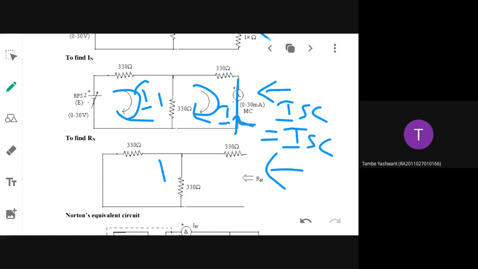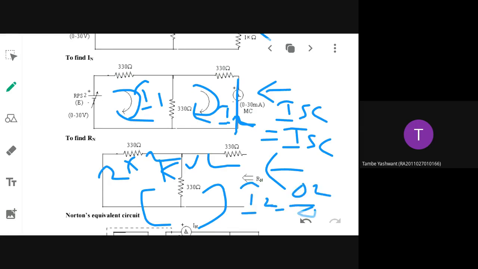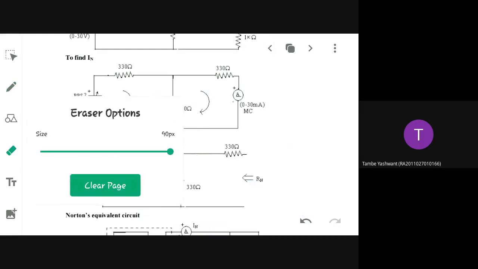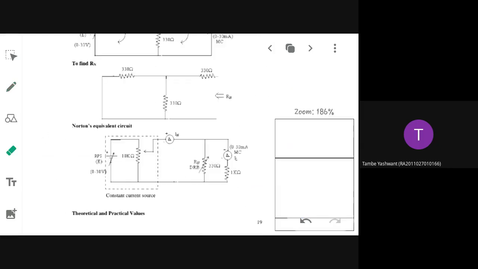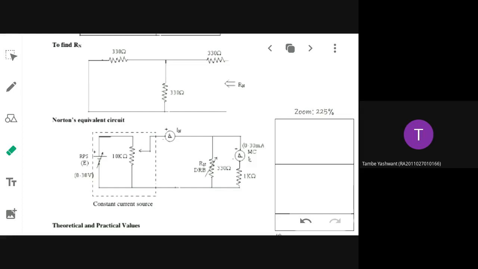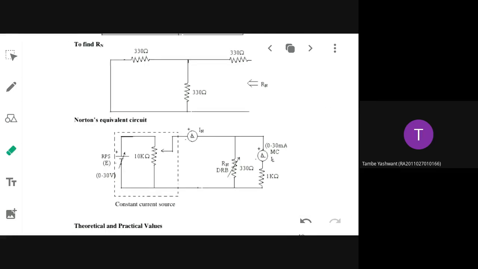I can apply KVL, write the mesh equations, a 2 cross 2 matrix. So if I find I2, del 2 divided by del, that will be my ISC. This is how to obtain the short circuit current manually. That one alone is to be done for Norton's. Understood? Ma'am, here ISC is equal to I1, na? Sorry, I2. I2, yes.